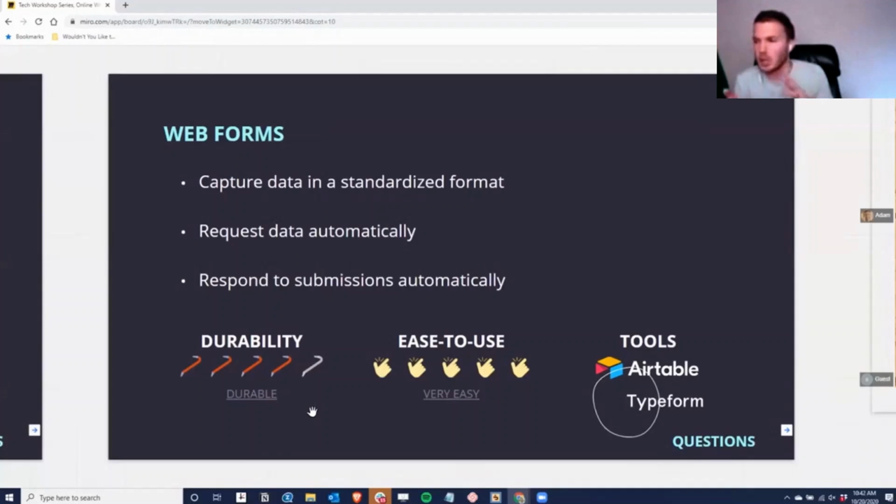So we're going to spend a week talking web forms. As basic as it seems, there are so many opportunities for leveraging these where we're not using them right now. Durability, I gave that one 4 crowbars, pretty good. Easy to use, easy as can be. It's straightforward for anybody to dive in with that one.